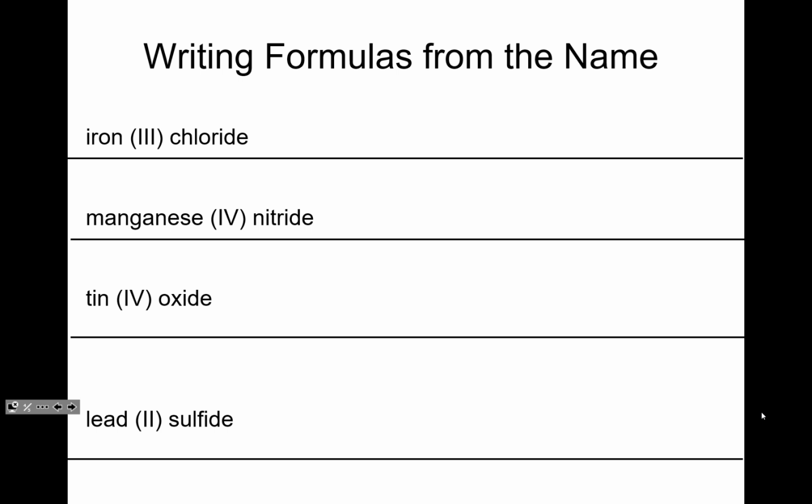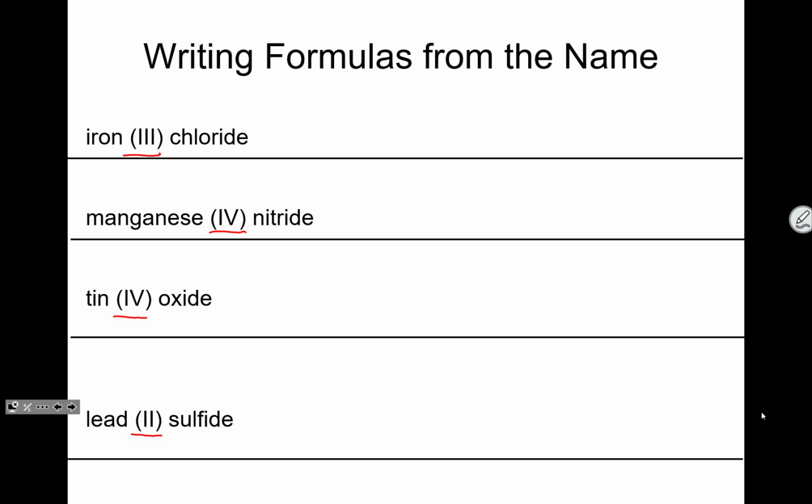I'm going to start out a little bit differently here in writing the formulas from the name, because writing the names from the formulas takes more work. So let's start easy and then go to more difficult scenarios. So on the last slide, I showed that whatever the symbol given here indicates the charge on that metal cation.